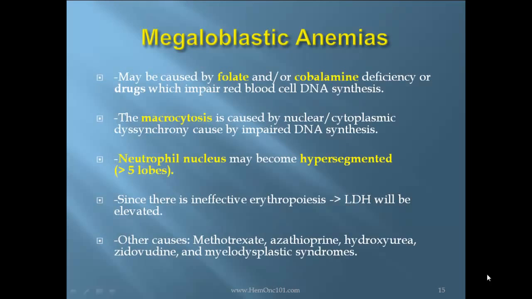Megaloblastic anemia may be caused by either folate and/or cobalamin deficiency, or drugs which impair red blood cell DNA synthesis, or sometimes thyroid issues.